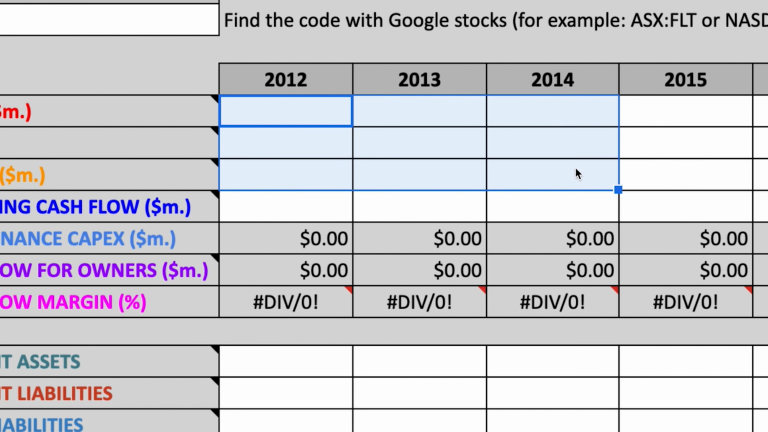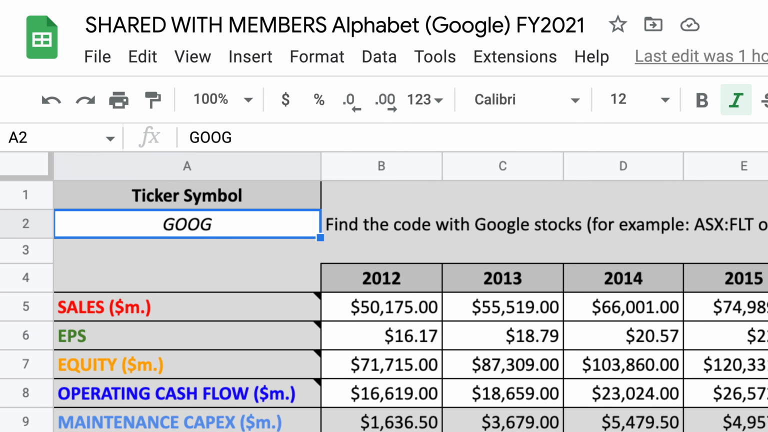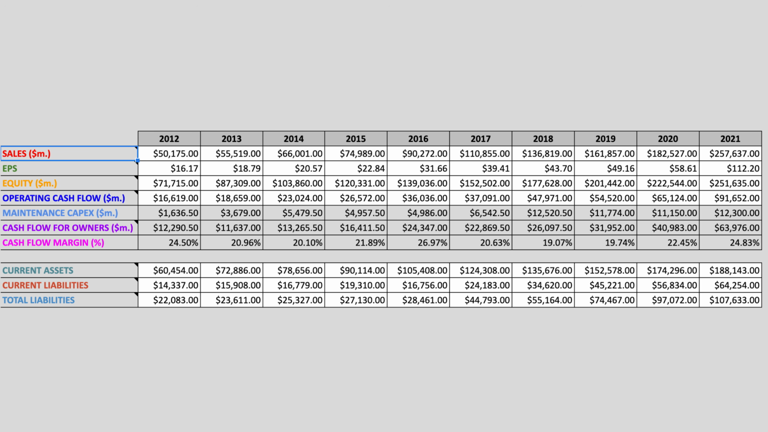You'll notice in the spreadsheet that there are white and gray cells. The white cells are the ones that you're able to edit. Leave everything else, as there may be formulas that you don't want to mess with. To start off with, change the name of the spreadsheet to the company that you're analyzing and enter the ticker symbol for that company in the top left of the data input tab. You'll notice that we then need financial data for sales, earnings per share, equity, operating cash flow, current assets, current liabilities, and total liabilities.